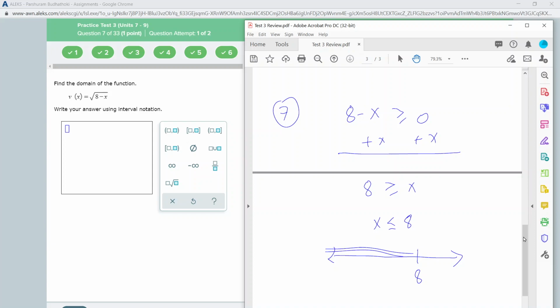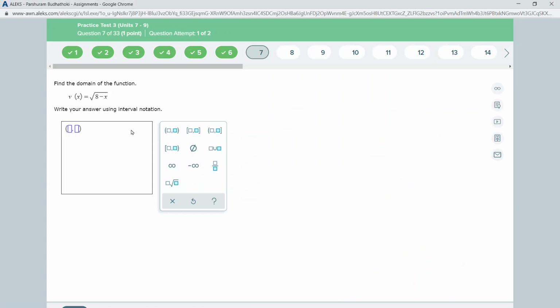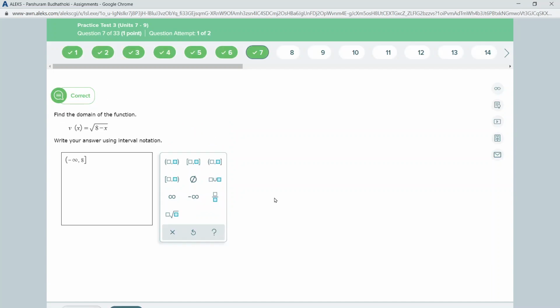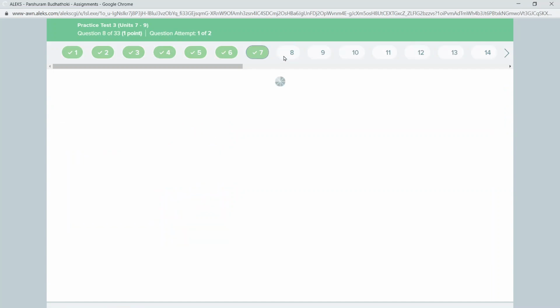So anything on this side. If you have to use interval notation, that would be from negative infinity to positive 8, including positive 8. So negative infinity to positive 8. So that's the right answer. Let's go to the next problem.